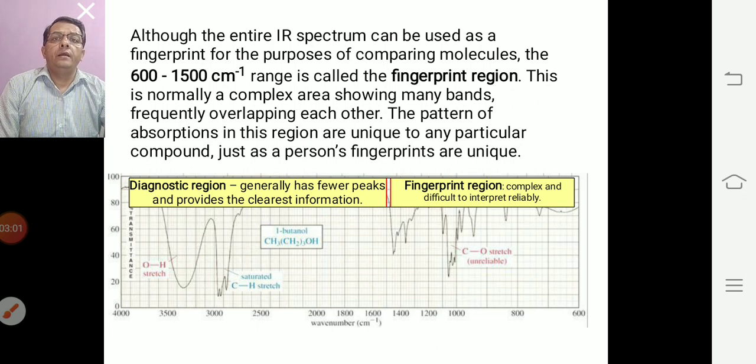The strategy for spectrum interpretation: first look at the high wave number end of the spectrum, that is more than 1500 per centimeter. That is called the diagnostic region, and concentrate initially on the major bands. For each band, shortlist the possibilities by using a correlation chart and use the fingerprint region for confirmation.